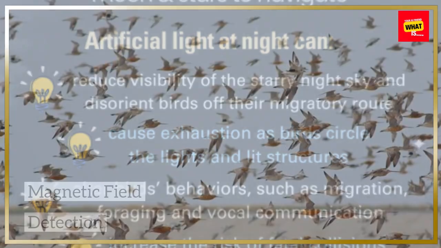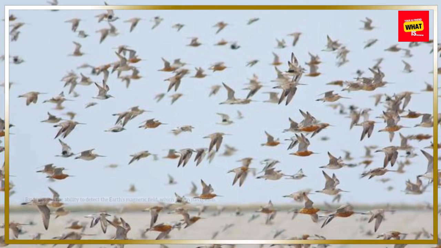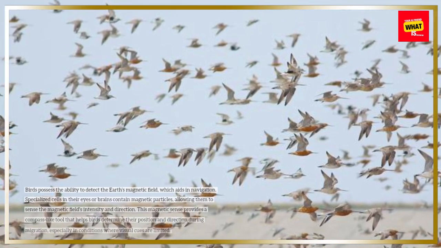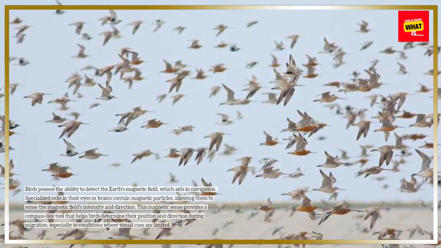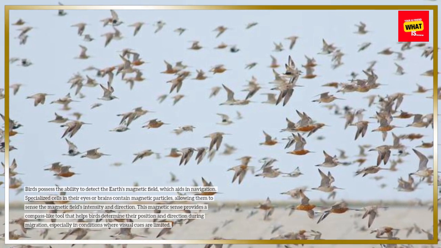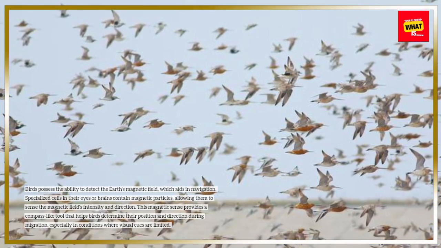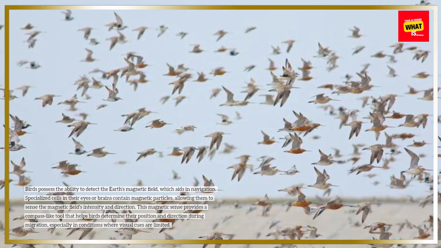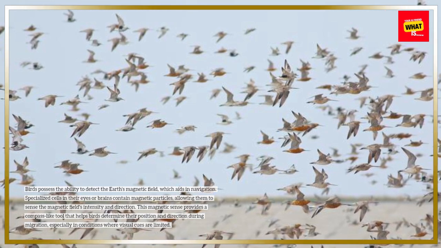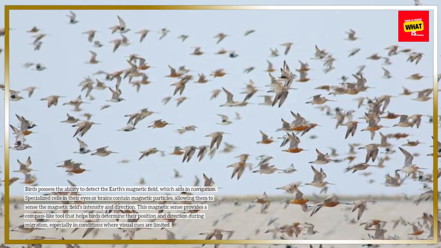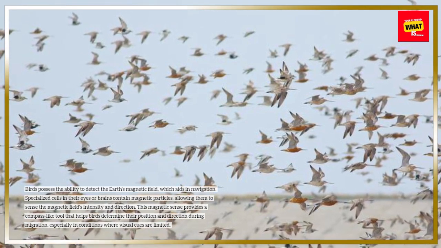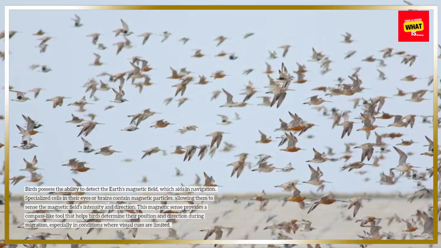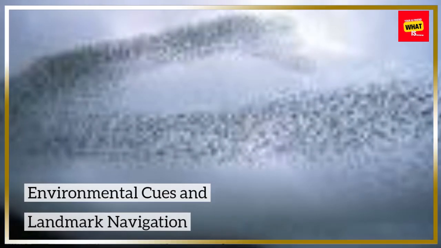Magnetic field detection. Birds possess the ability to detect the Earth's magnetic field, which aids in navigation. Specialized cells in their eyes or brains contain magnetic particles, allowing them to sense the magnetic field's intensity and direction. This magnetic sense provides a compass-like tool that helps birds determine their position and direction during migration, especially in conditions where visual cues are limited.